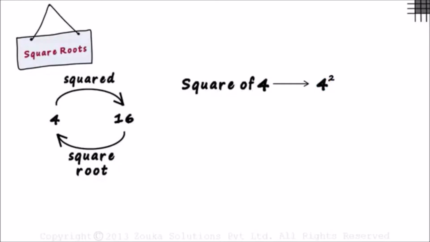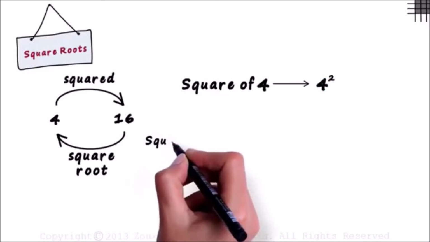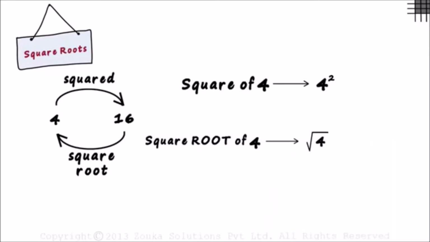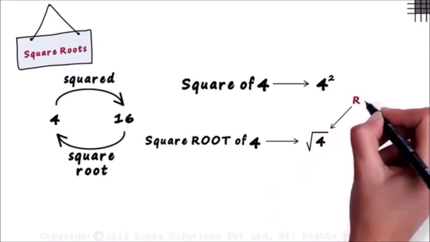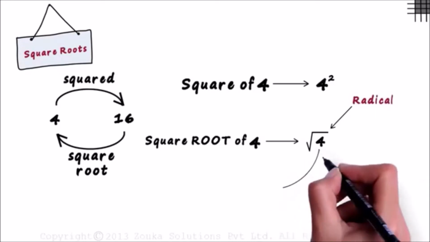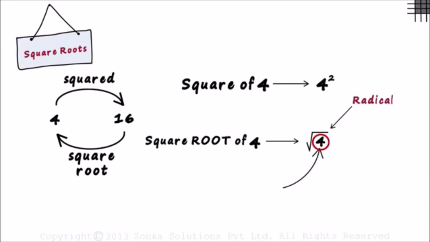Now, how do we represent the square root of 4? This is how we write it. This symbol is called the radical, or the square root. And the number inside the radical is called the radicand or the base. That's the first thing we learn: how to represent a square root.